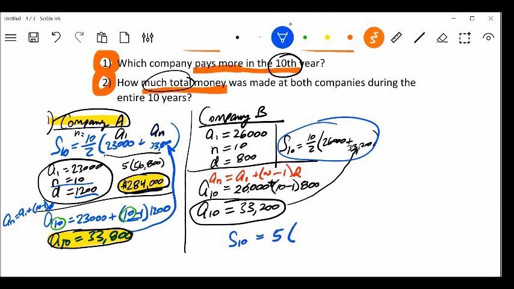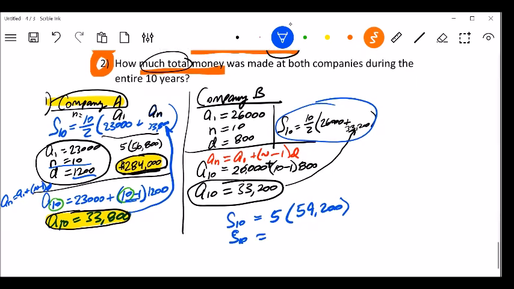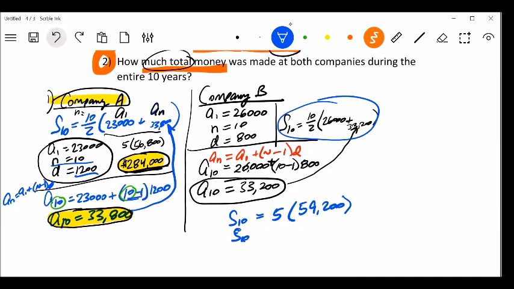because now I can say that the sum at the 10th term is 5 times, add up those, is 50, 61,200, I believe. No, 59,200 there. 59,200. Okay. And that comes out that the sum after 10 years is, yes, better than that, the sum after 10 years is $296,000.